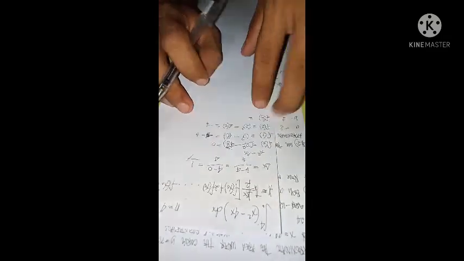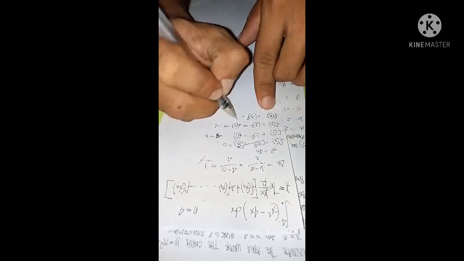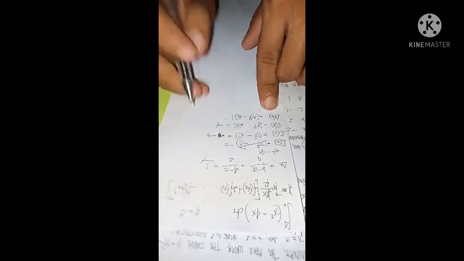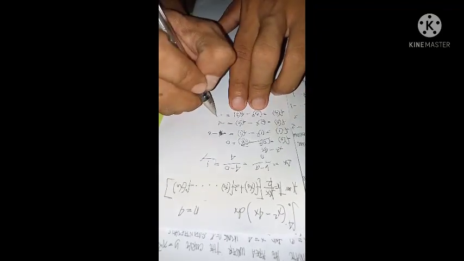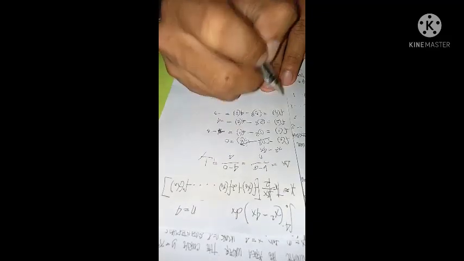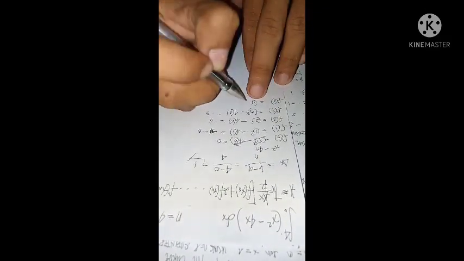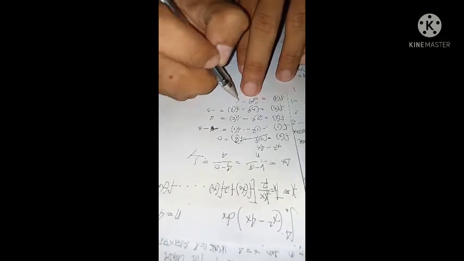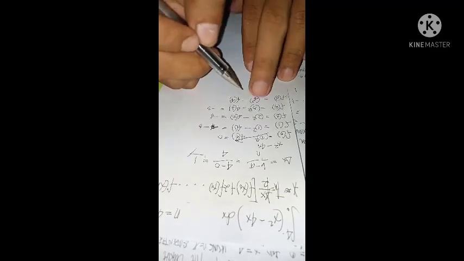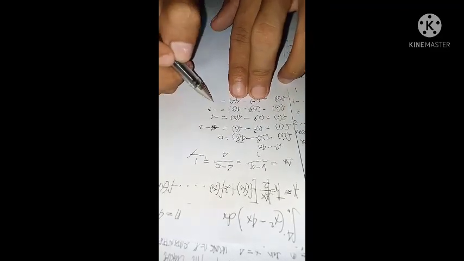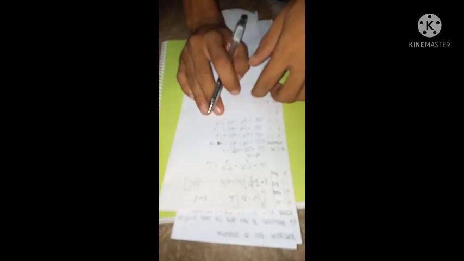So let's proceed. f of 3: 3 squared minus 4 times 3, which is equal to 9 minus 12, which is negative 3. And the last is f of 4, which is equal to 4 squared minus 4 times 4, which is equal to 16 minus 16, which is equal to 0. So let's substitute to the formula.